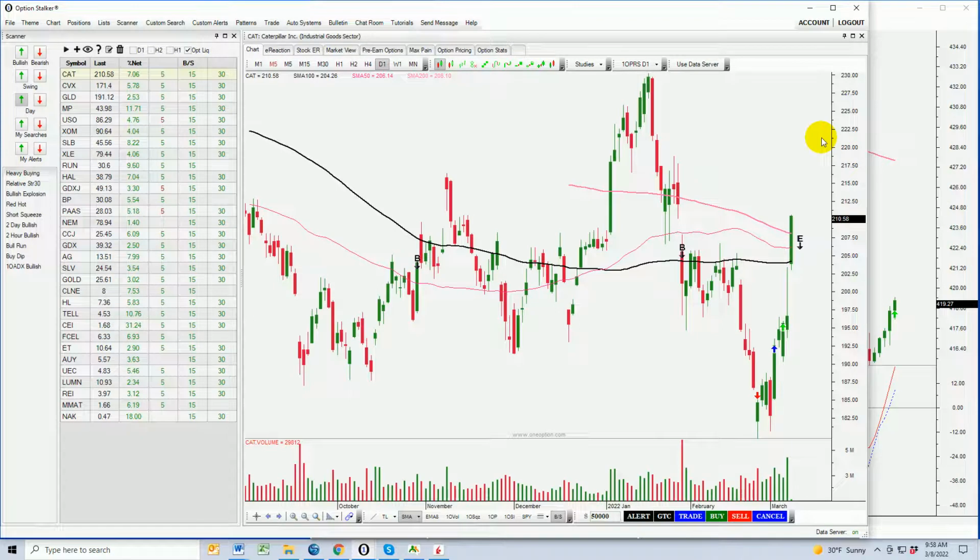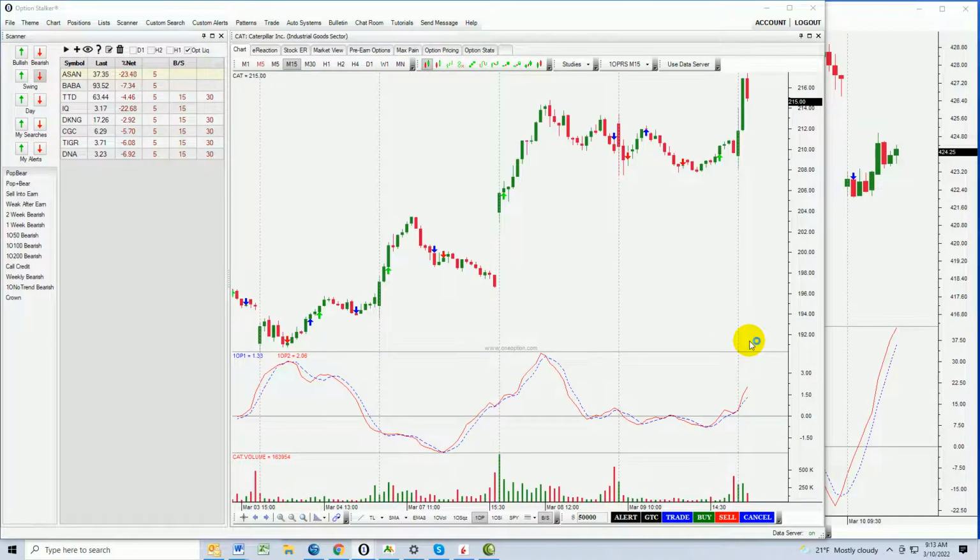Beautiful. I think Caterpillar is going to continue to move higher. That is your pick of the day. It'll be the first thing that I review tomorrow. We're half an hour into trading. It is Thursday, March 10th.